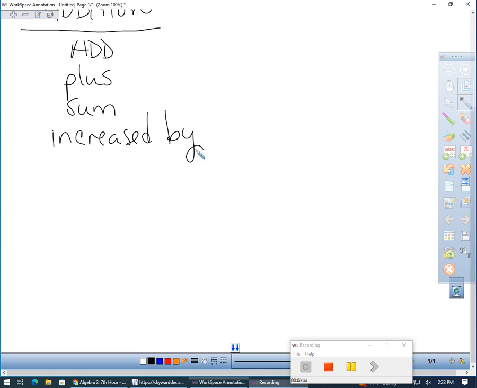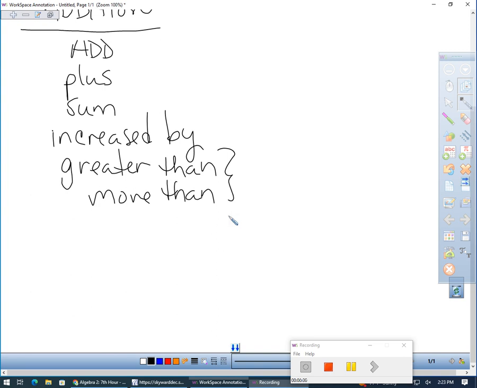All right. So the next two we're going to write down are super, super important. Because they're special. We have greater than. And we have more than. Those mean to add. But they're special. Because if you recall back to algebra, I call them flip-flops. All right? Because of the word than, you have to write them in reverse order.